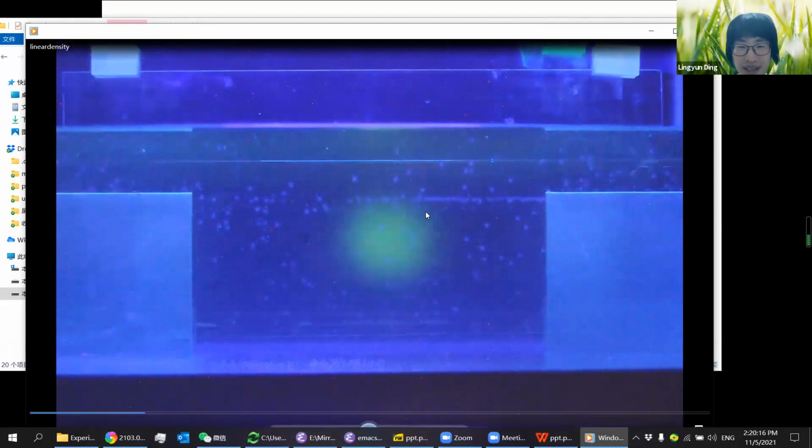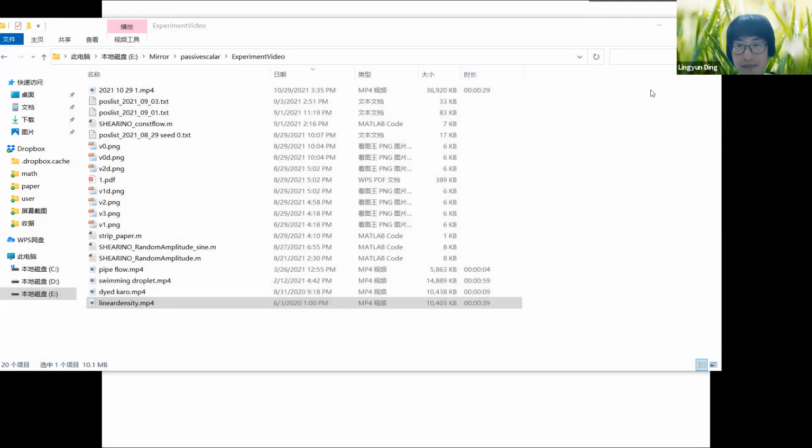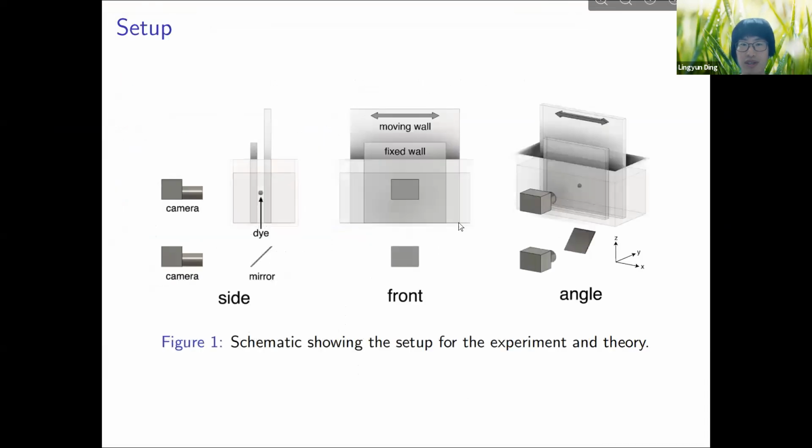Okay, good, thank you. So we put the tracer right here, and this is the front wall, which is fixed. The thing moving here is the movable wall. So this is the setup of this experiment. Okay, so let's go back to the slides.